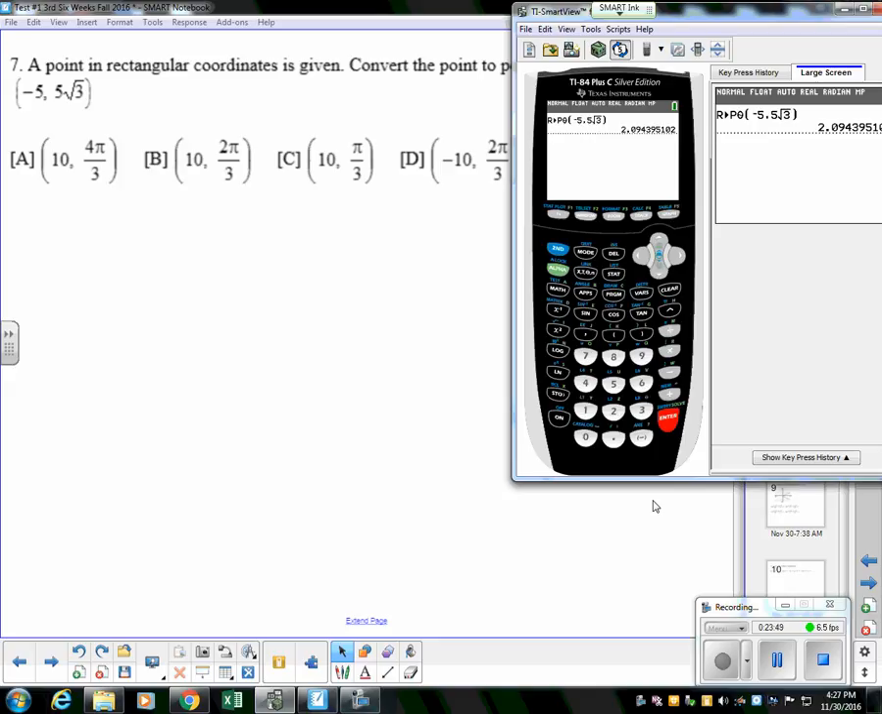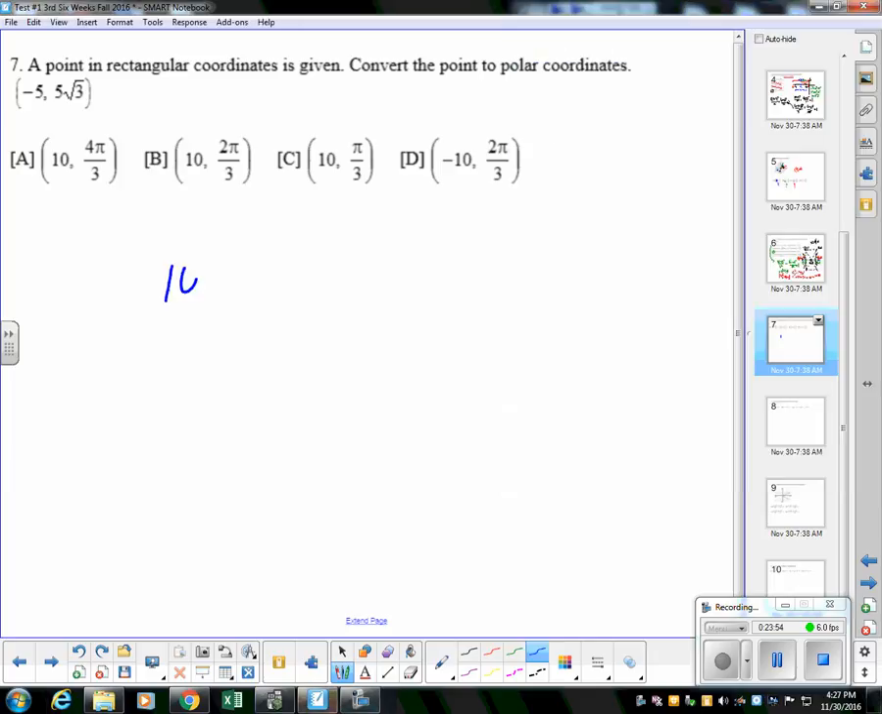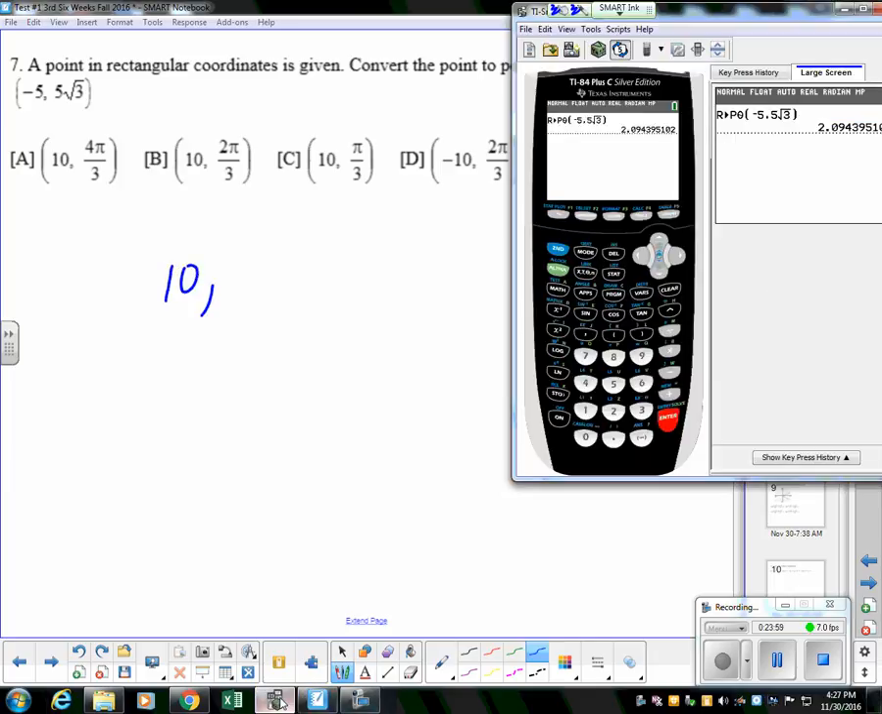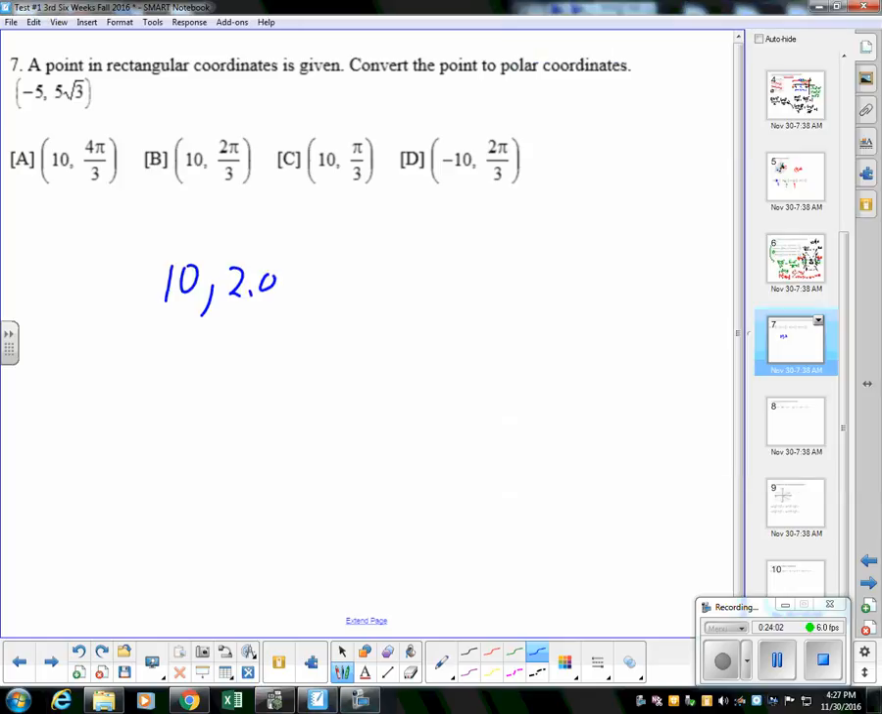So by using the calculator, it gives me this point right here: 10, comma, 2.09439. Now I have a choice. I can see which one of those angles is 2.09439 and work it that way. But I also want to point something out. In the rectangular plane, (-5, 5√3) is somewhere in quadrant 2, isn't it?